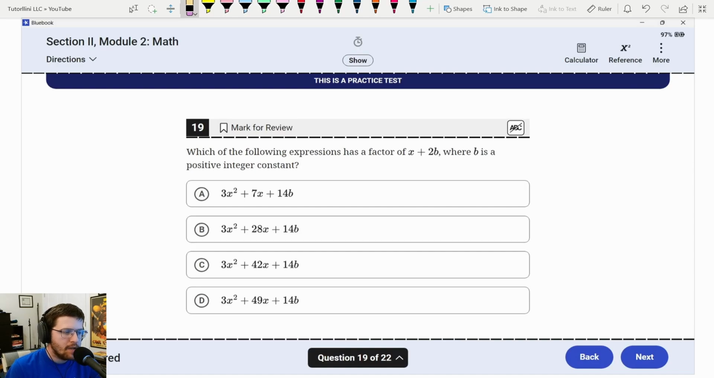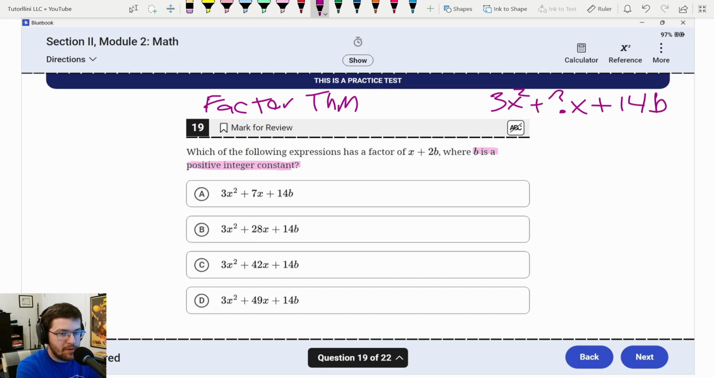Okay, question 19. So my first inclination was to use the factor theorem to guess and check. But the problem is that's probably not going to work, because we have this extra constraint that b is an integer. So we probably have to think about the factors more conceptually. First things first, all these answer choices have 3x squared, they all have 14b, and the only difference is the x term in the middle. So I'm going to rewrite it as 3x squared plus question mark x plus 14b, because they all resemble that form, right?